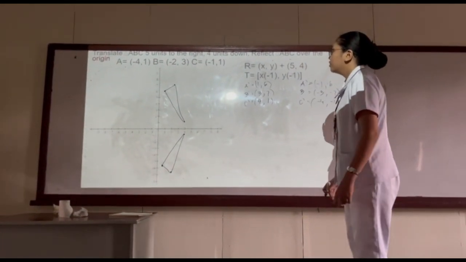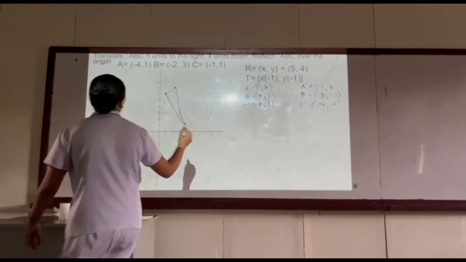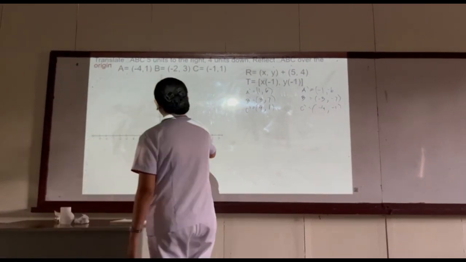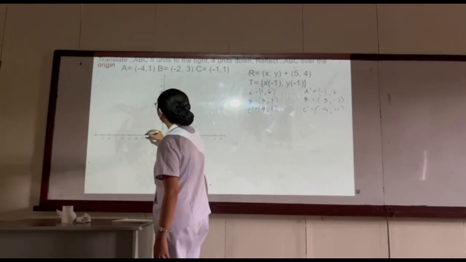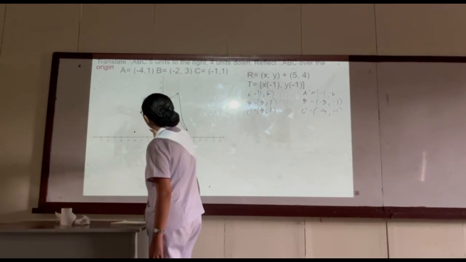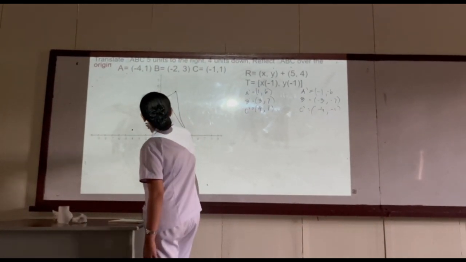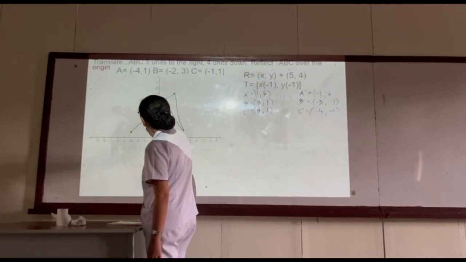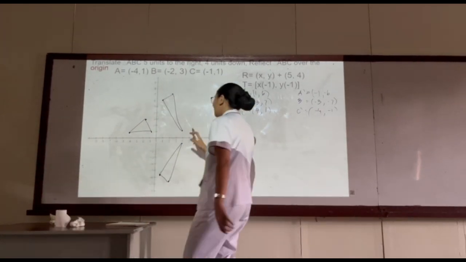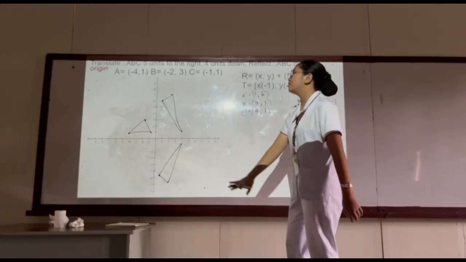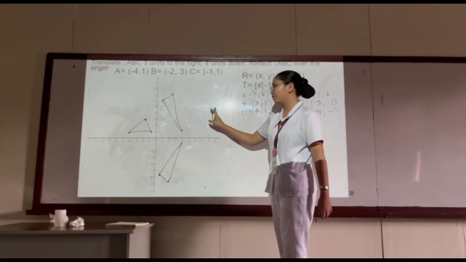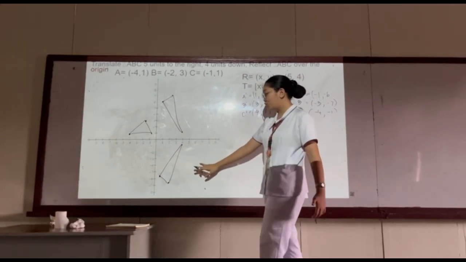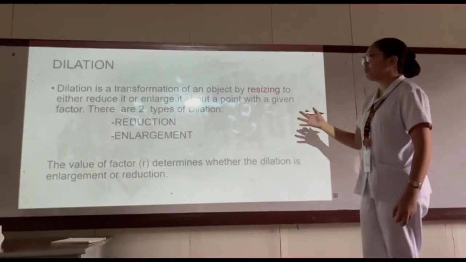So the coordinates of the reflected object are negative 4, 1, negative 2, and 3, negative 1, and 1. So we translated it to a different position and then reflected the object.